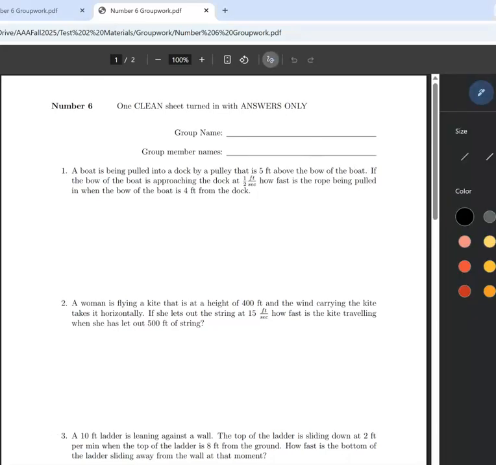Okay, so we have a boat in water. So here's my water, here's my boat, and then I've got a dock. The boat is being pulled into the dock by a rope that's up here, and the pulley on the top of the dock is 5 feet from the bow of the boat. So that's our fixed number.